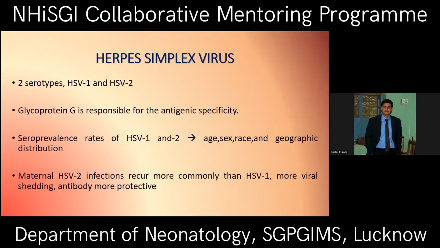The seroprevalence rates of herpes simplex virus 1 and 2 vary widely depending upon age, sex, race, and geographic distribution. It has been observed that in Western countries such as North America, South America, and African countries, herpes simplex virus 2 is the predominant serotype. Whereas in Asian countries, we have more of herpes simplex virus 1 causing these infections. In cases of maternal herpes in the Asian demographic profile, herpes simplex virus 2 infections have been shown to recur more commonly than herpes simplex virus 1.